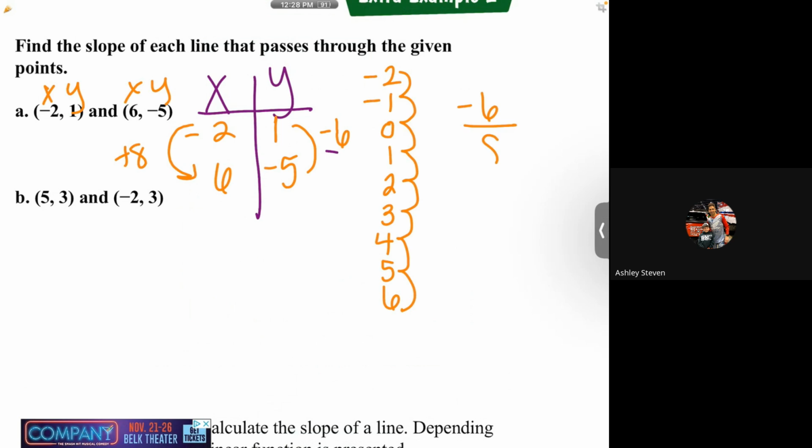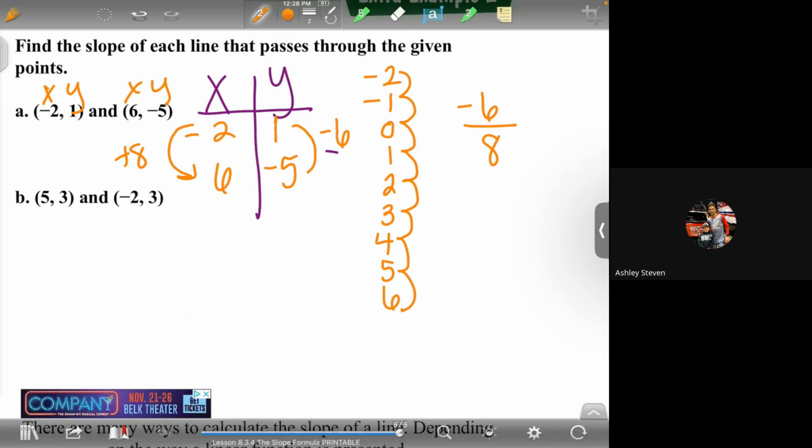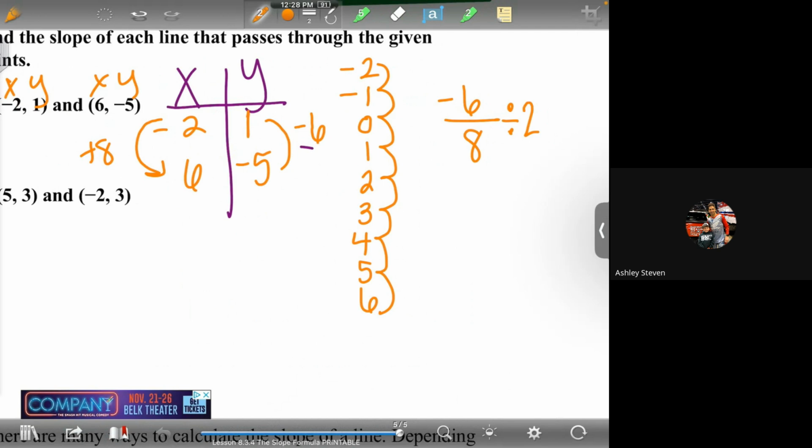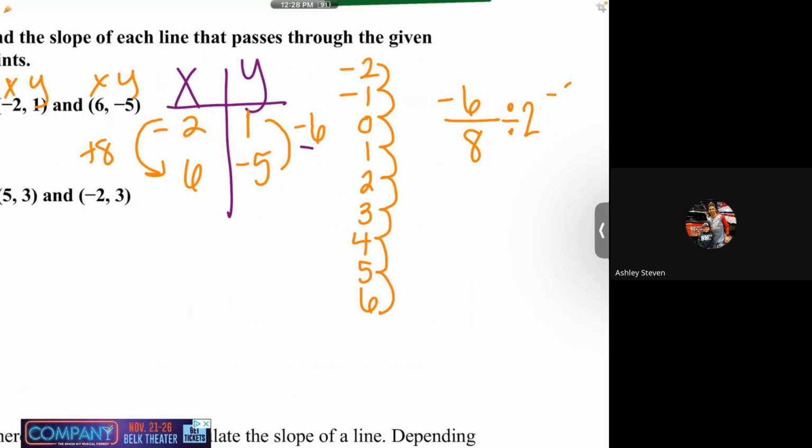This would not get you a 4. I need to simplify and I don't want a decimal. So what I mean by that is I'm going to divide by 2. They're both even numbers. -6 divided by 2 gives me -3. 8 divided by 2 gives me 4. That will get you a 4 answer. If you don't simplify, you're down to probably a 3.